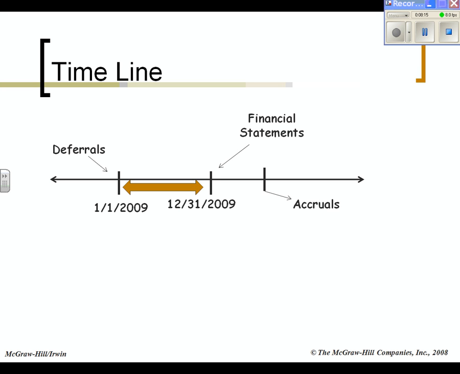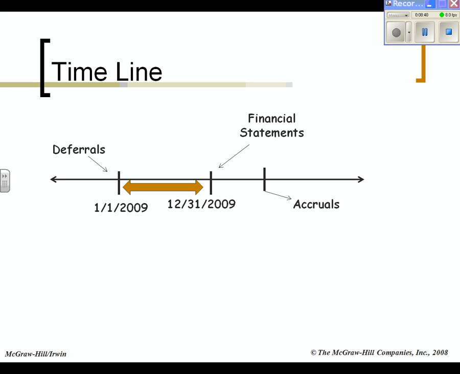The other type of adjustment will be your accruals. Again, we're going to have, say, an invoice that we receive after the end of our year. And usually when you're preparing financial statements for your year, you keep your books open for 2 months afterwards because you're going to have invoices that you're receiving.